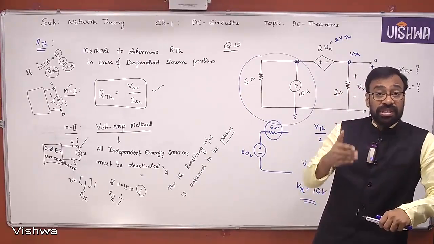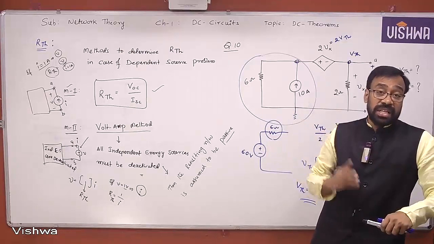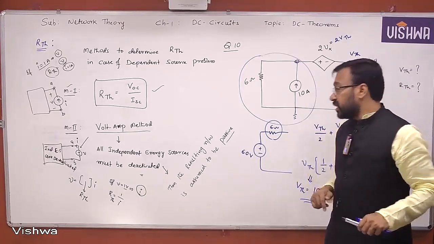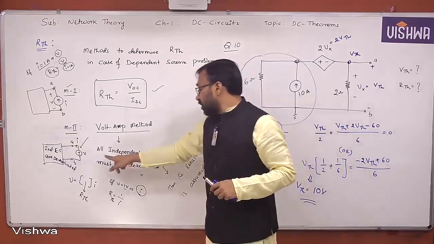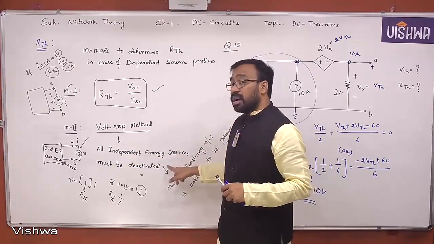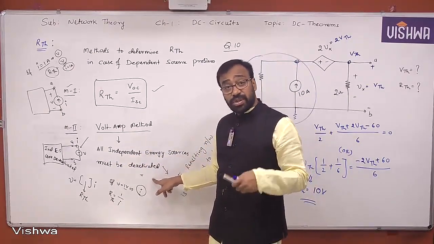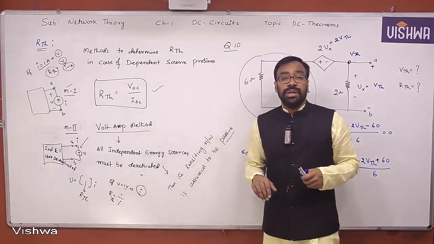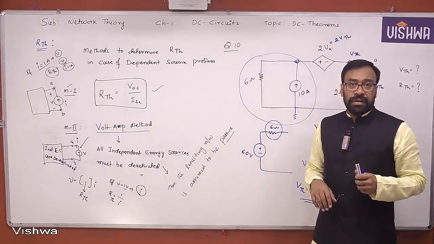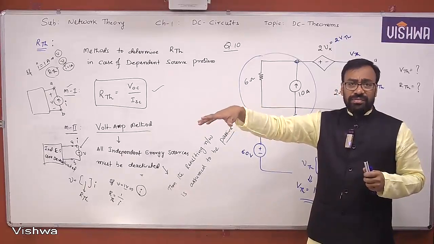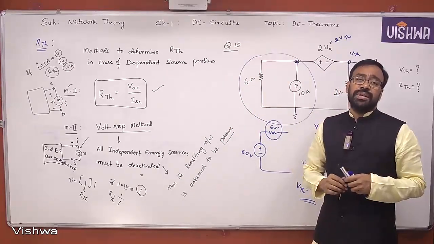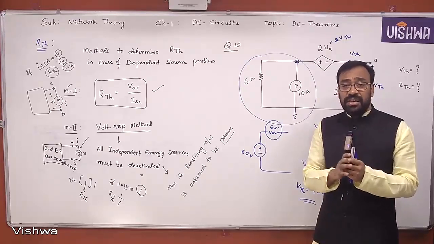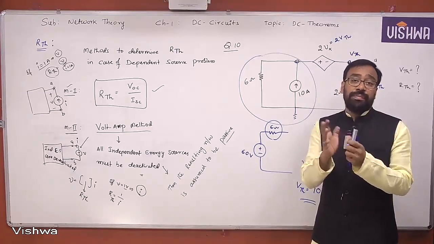Dependent source is depending upon the dependent variable, either voltage or current. So you cannot suppress it. Therefore, all independent sources must be deactivated or suppressed. First you suppress them, and the resulting network you assume is passive. Then we will calculate the RTH value. Based upon that RTH value, we can decide whether it is an active network or passive network.